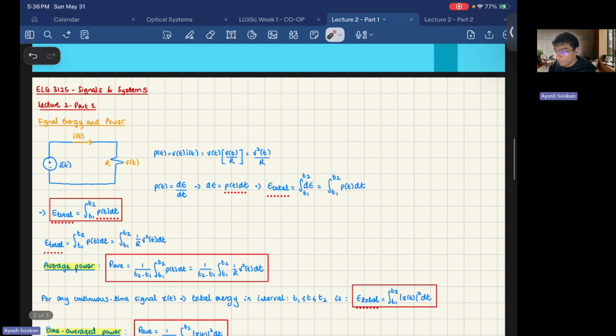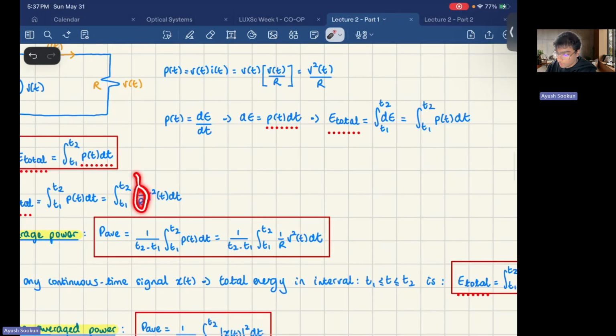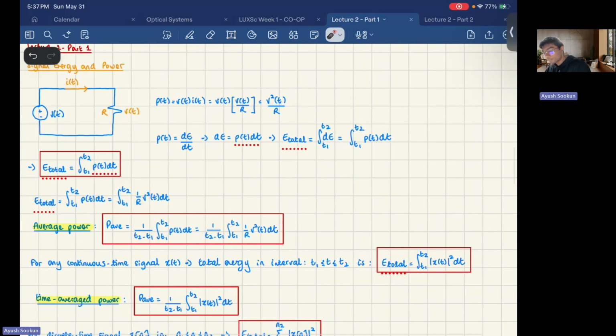Now remember, the power that we derived over there to be V squared over R. We're going to take V squared over R, which is the same as 1 over R times V squared of t, and plug it in here. If you're smart, you will notice that this 1 over R can come outside. Now, I want you to notice something. This is a circuit explanation to give you some intuition about what the energy is.